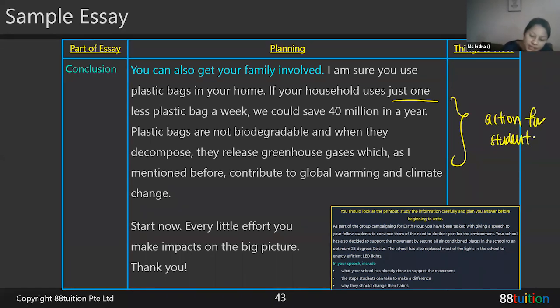Students, this is actually how you can end off impactfully. Simple, right? When you use short sentences, it captures the attention a lot more. That call to action is a lot more urgent. You can hear the urgency in that. So start now. Every little effort you make impacts on the big picture, which is, of course, the world in general. And then obviously when you end off a speech, thank you. Never ever forget to thank.